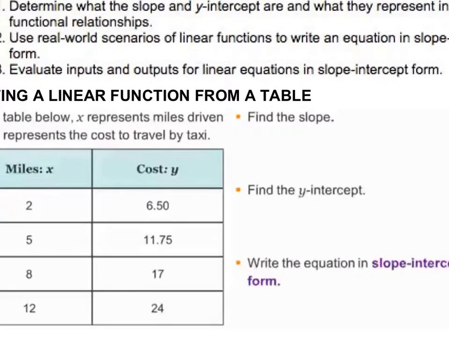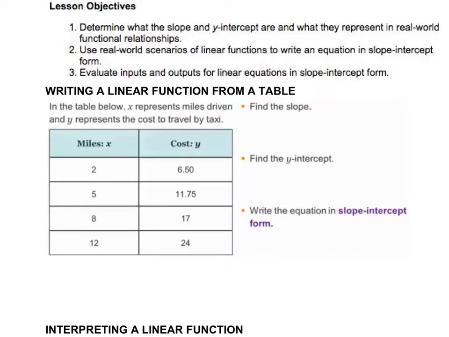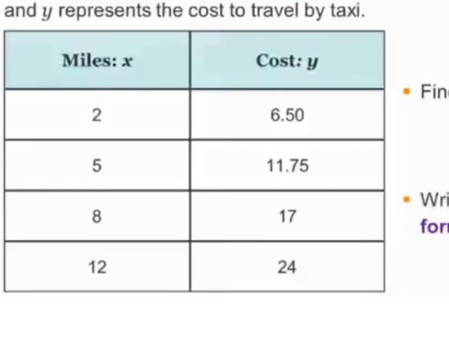So let's talk about this scenario here. In this table, x represents miles driven and y represents cost to travel by taxi. The first thing they want us to do is find the slope. Then they want us to find the y-intercept, and then write the equation in slope-intercept form. What we want to do is talk about what that means. So let's calculate some things here.